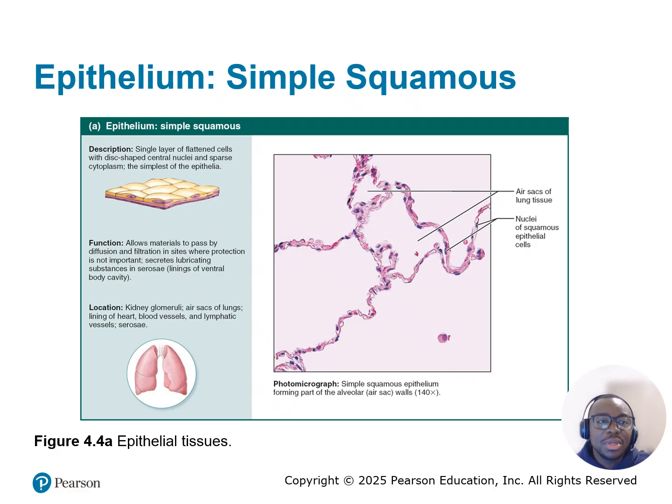They can be found in the kidney glomeruli, air sacs of the alveoli of the lungs, linings of the heart, blood vessels, and lymphatic vessels, as well as the serous membranes. The image here shows a simple squamous epithelium forming part of the alveolar walls of the lungs.